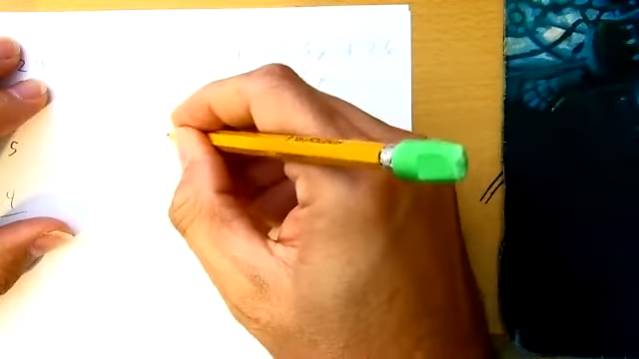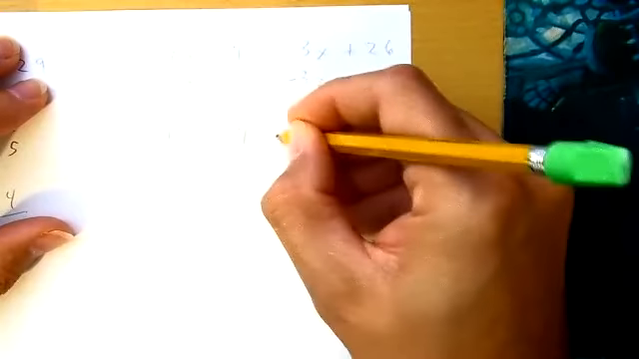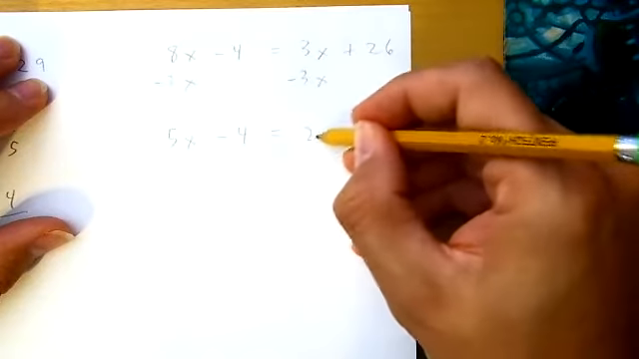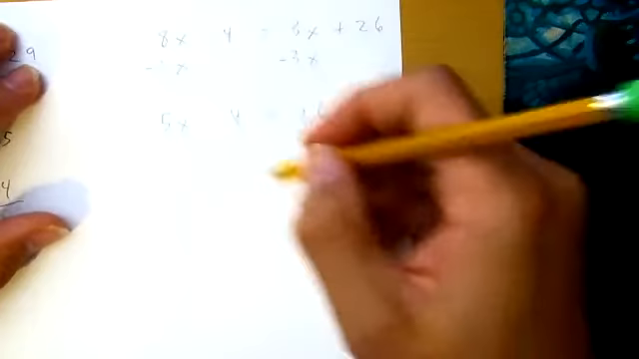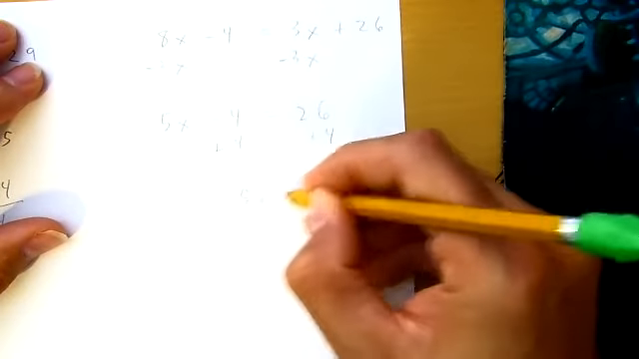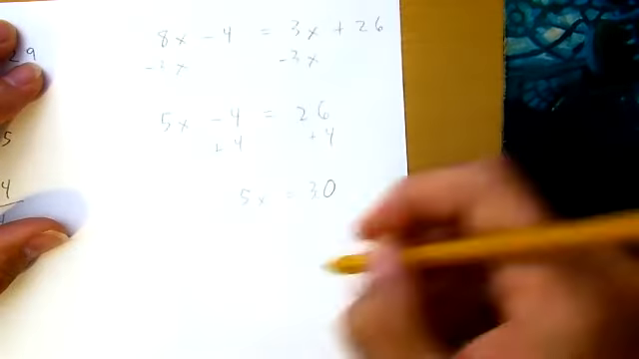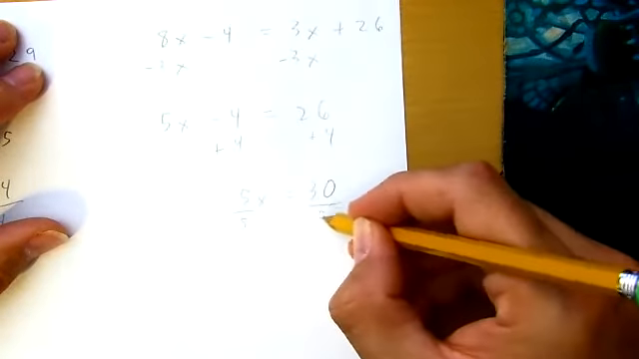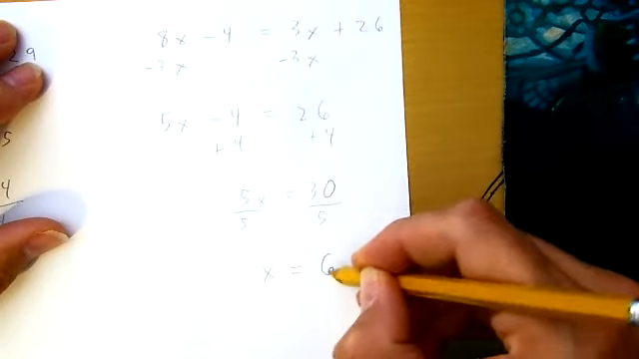8x minus 3x is 5x. Bring down your minus 4, your equals, and your 26. Now you should have added 4. 5x equals 30. Divide by 5. X is 6.